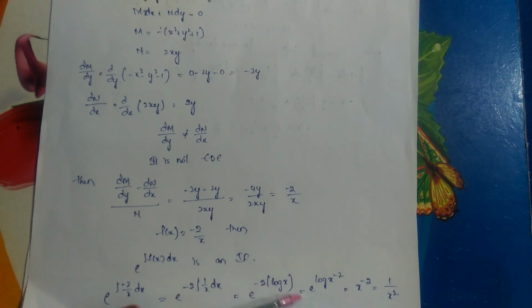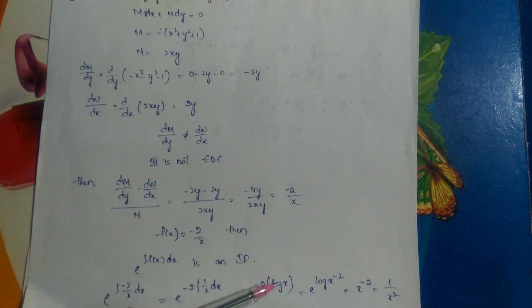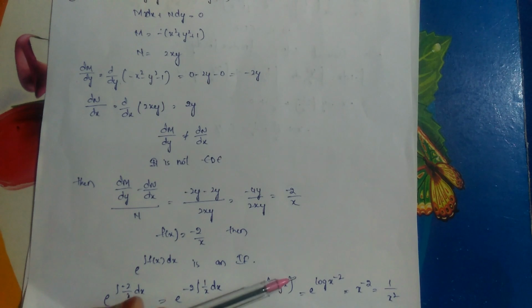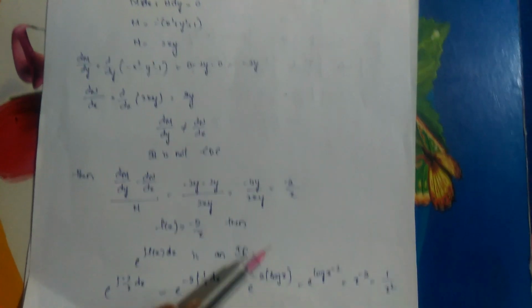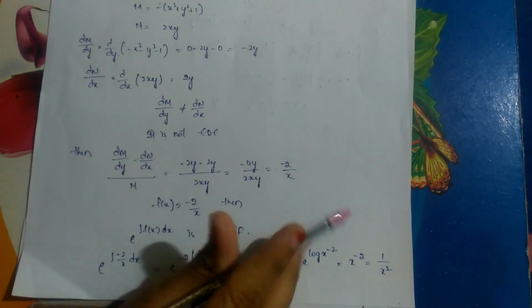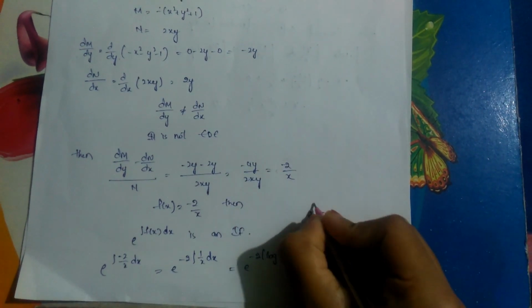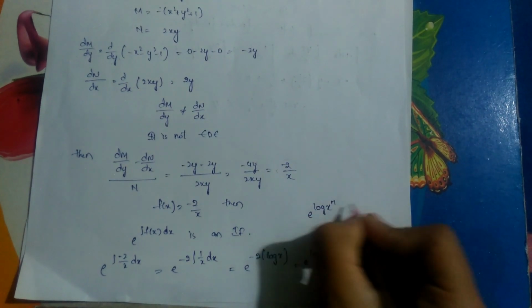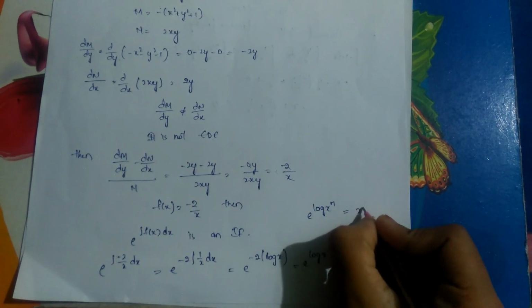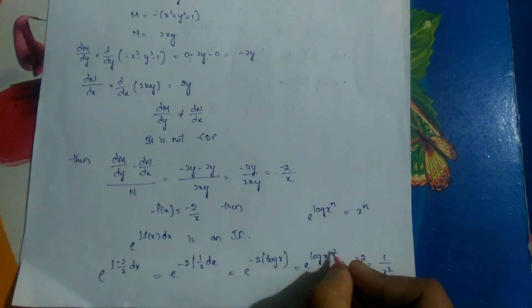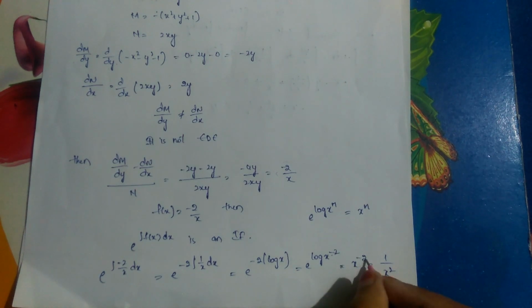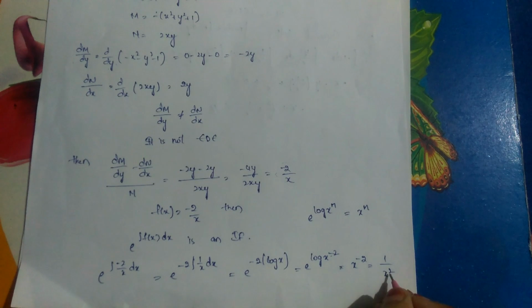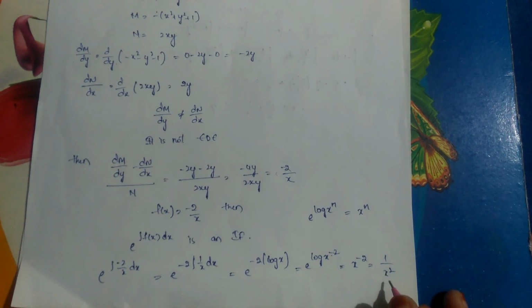So here, minus m into log x, the formula is log x power m. Similarly, minus 2 into log x gives us log x power minus 2. So then here we can write it as e power log x power n, and that can be written as x power n. Here the power n is minus 2, so e power log x power minus 2 gives us x power minus 2. x power minus 2 is nothing but 1 by x square. So this is the integrating factor.